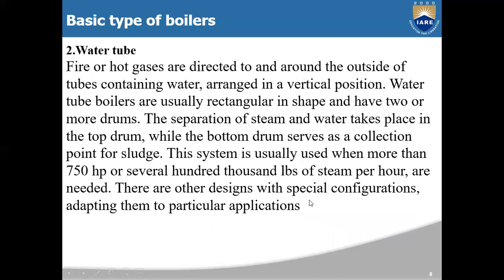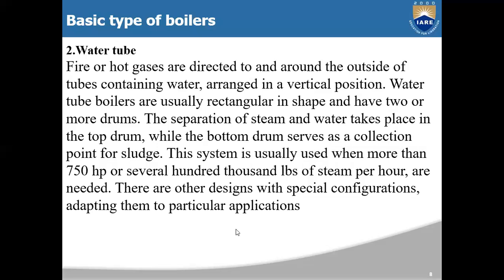Next, the water tube boiler. Fire or hot gases are directed to and around the outside of tubes containing water, arranged in a vertical position. Water tube boilers are usually rectangular in shape and have two or more drums. The separation of steam and water takes place in the top drum, while the bottom drum serves as a collection point for sludge. This system is usually used when more than 750 HP or 700,000 lbs of steam per hour is needed. There are other designs with special configurations adapting them to particular applications.